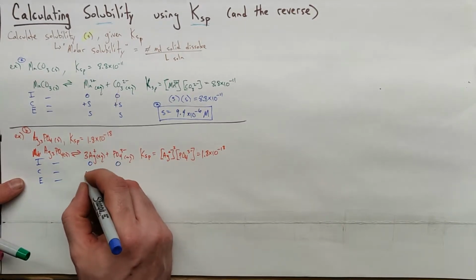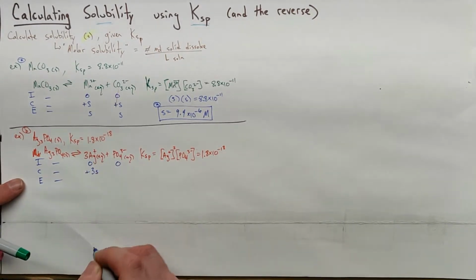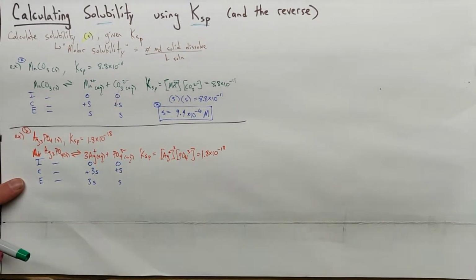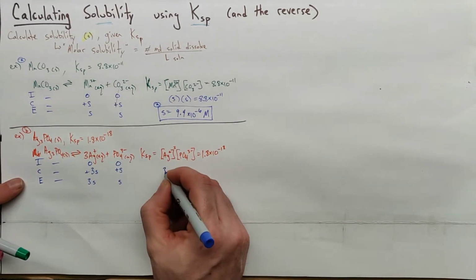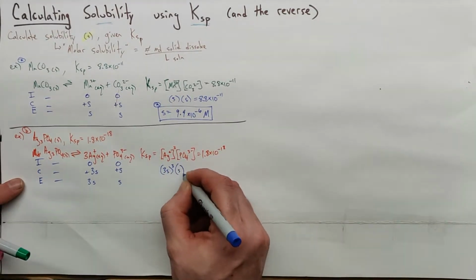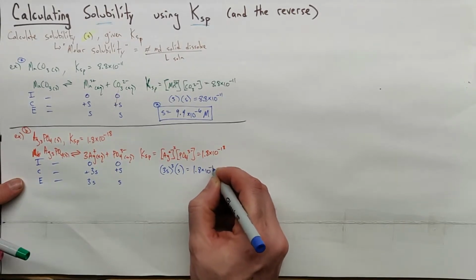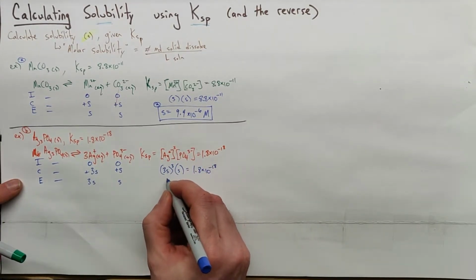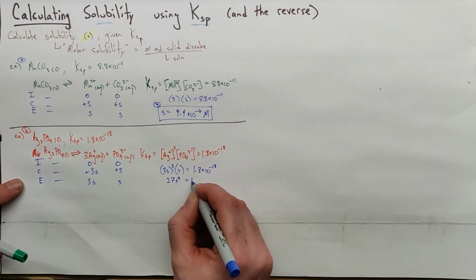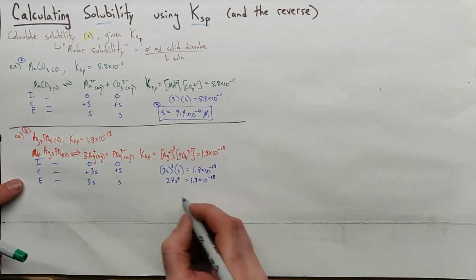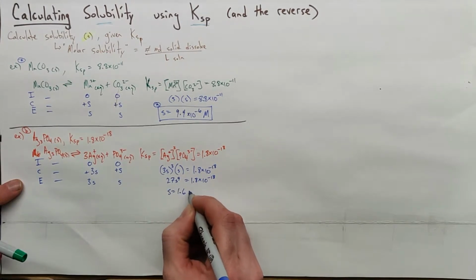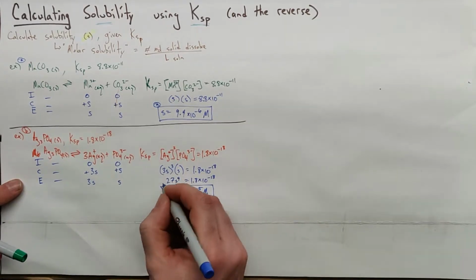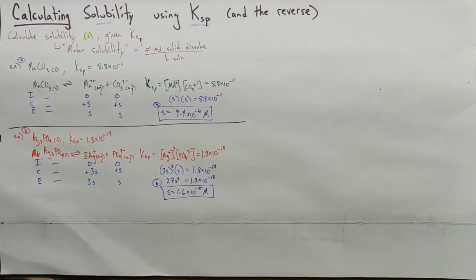All right, so this is going to go up by not S, but 3S because of that 3 right there. And this is only going to go up by S. We end up then with 3S and S. In this case, we have 3S quantity cubed times S equals 1.8 times 10 to the minus 18th. You can just plug that into the calculator, or simplify it a little bit and say that's 27S to the 4th equals 1.8 times 10 to the minus 18th. You end up with your S value of 1.6 times 10 to the minus 5th molar. And that is our solubility of silver phosphate.